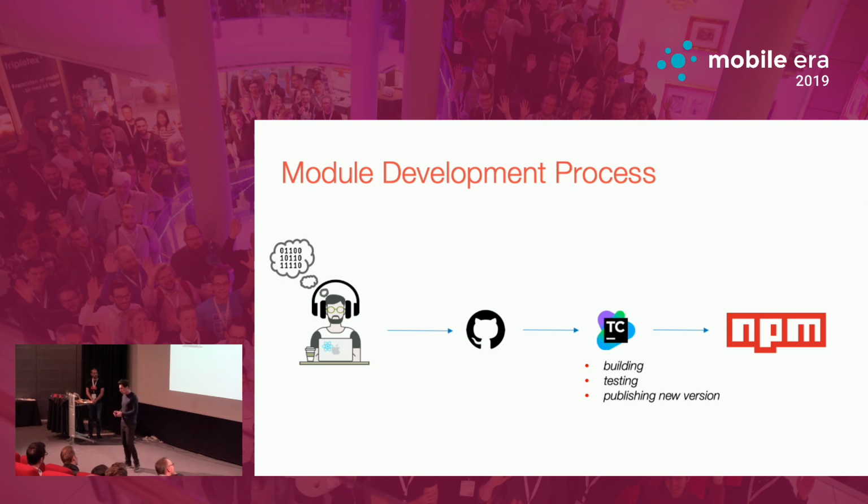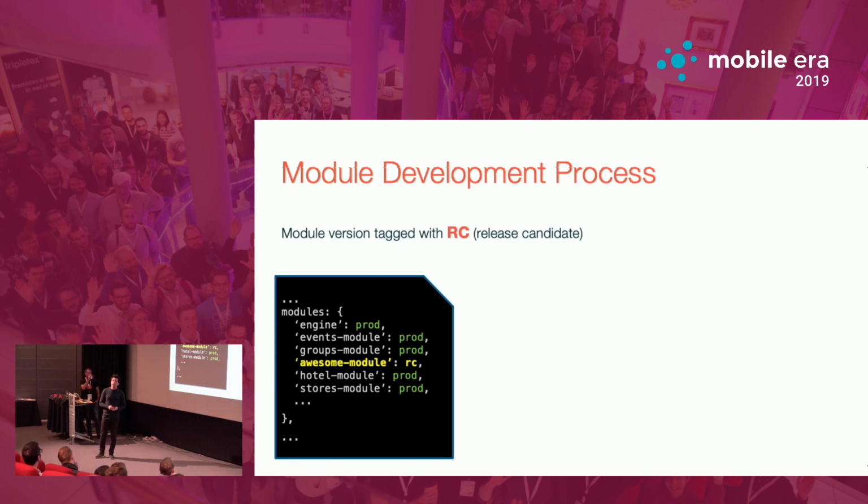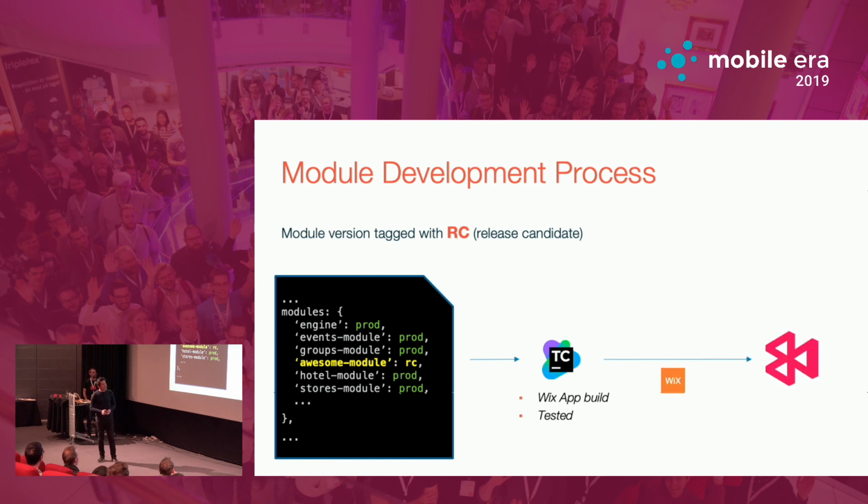Now when the developer and the product manager want to test their module as part of the whole application, they tag this version with the RC tag, meaning release candidate. This creates a configuration for the engine, and in that configuration all the rest of the modules are tagged as production, meaning the stable version of the module, and only the new version of our module, the awesome module, is tagged with RC. Then we build again. Now we are building the whole application and executing end-to-end tests that cross module flows. The result is a version with an orange background, which at Wix means an internal version, and it is published to App Center for internal distribution.